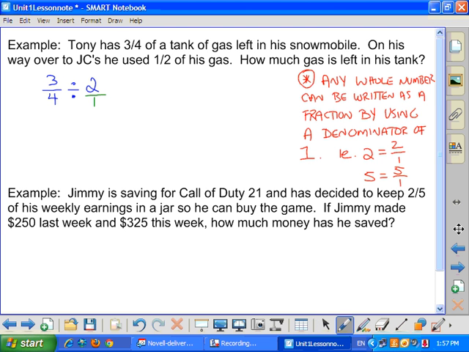Well, how do I divide fractions? I leave the first fraction. I change the division to multiplication. I flip the second fraction. Don't forget my equal sign up front. I then multiply my numerators, multiply my denominators. So 3 times 1 is 3, 4 times 2 is 8. So therefore, Tony now has 3/8 of a tank.